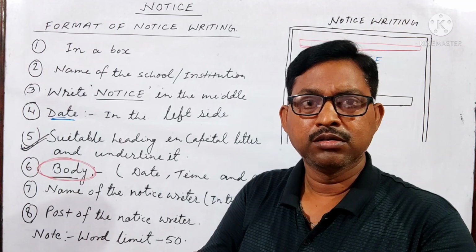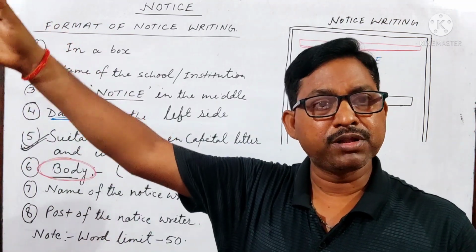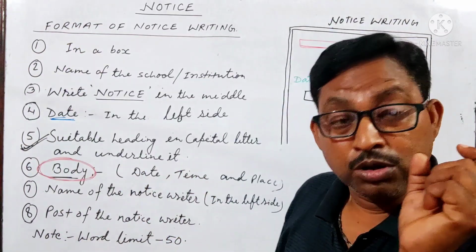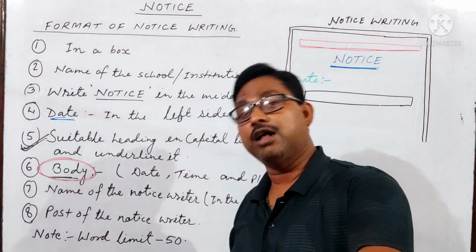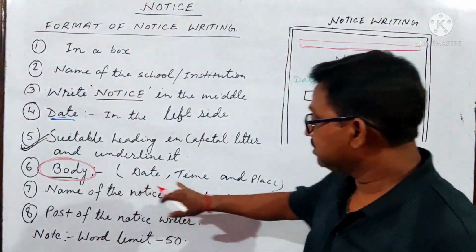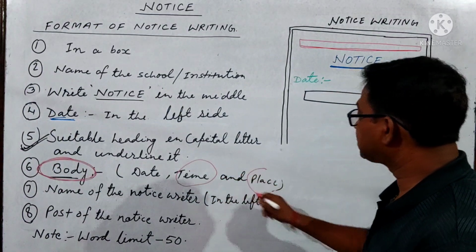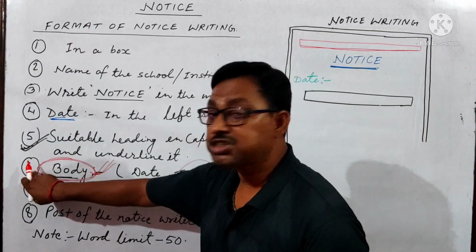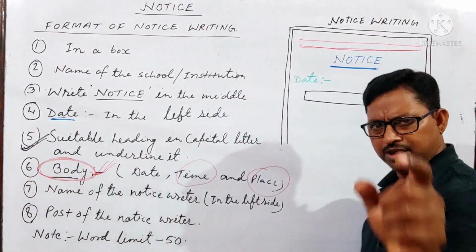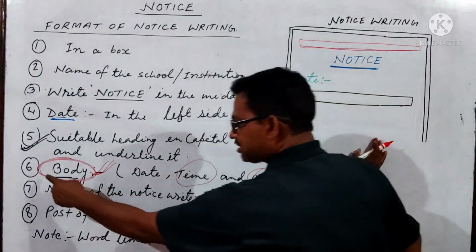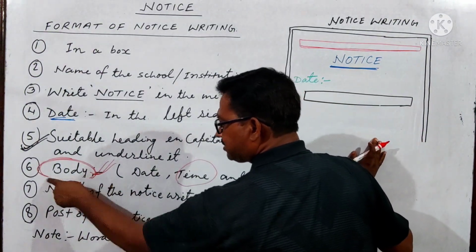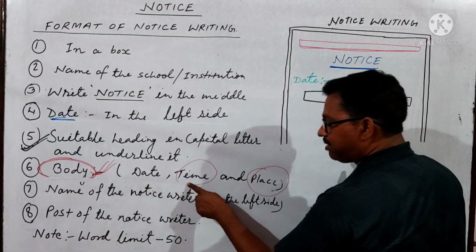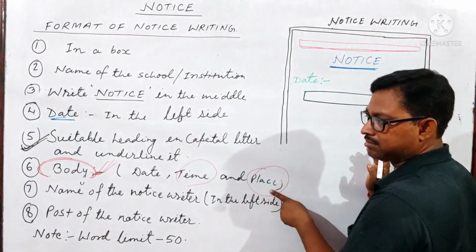given, the students or the people may go somewhere else because you have not given the place. So in the notice, place must also be given, and that date, time and place must be given in the body portion, which is the sixth step of the notice. You can see it very clearly that in the sixth step, that is the body part, you have to write the date, time and place.